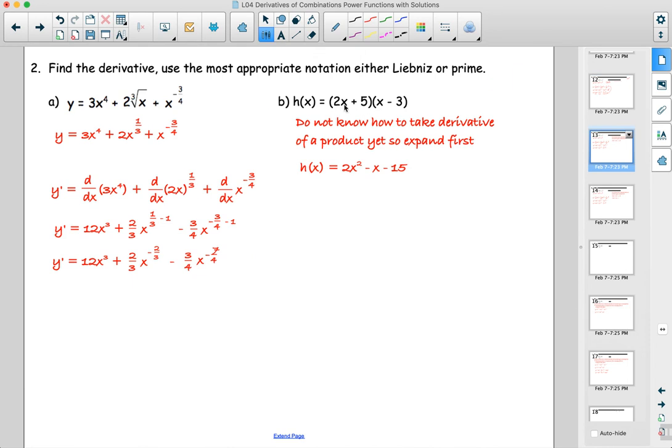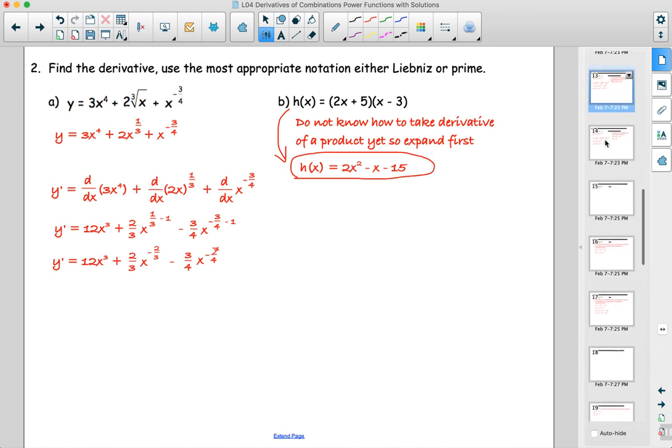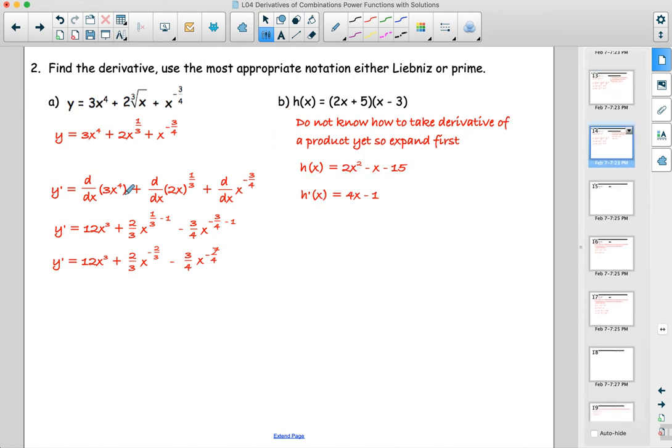2x squared minus 6x plus 5x is minus x. 5 times -3 is -15. This is the exact same function as that, but this one is written in a form in which I can take the derivative. So I'm just going to move forward now and take the derivative of this one. I didn't bother to write d by dx in front of these guys because these all look like they were simpler.